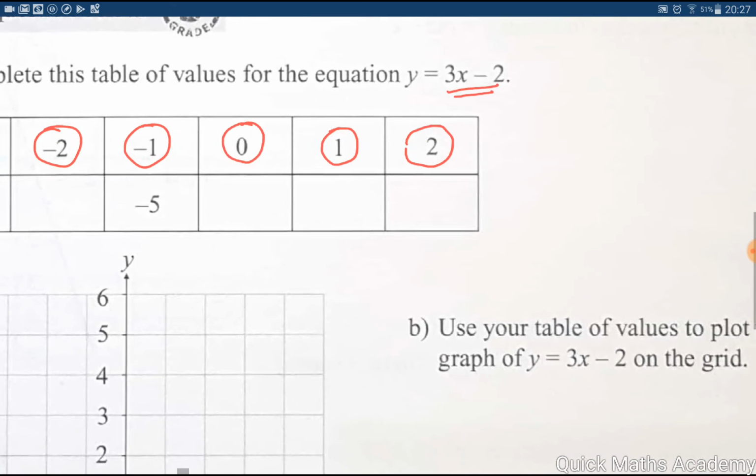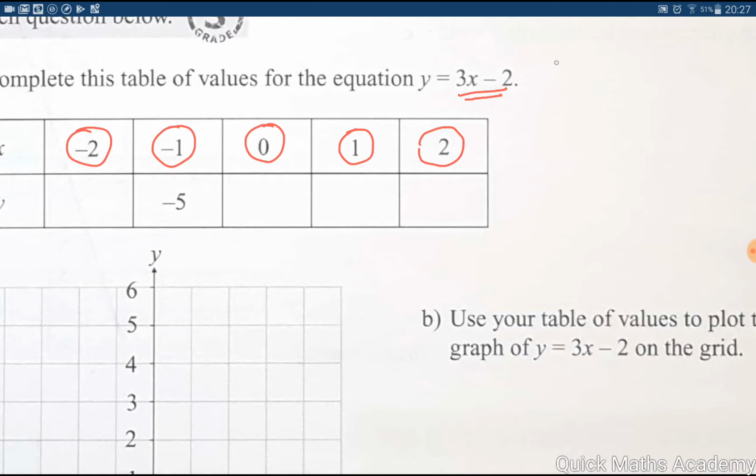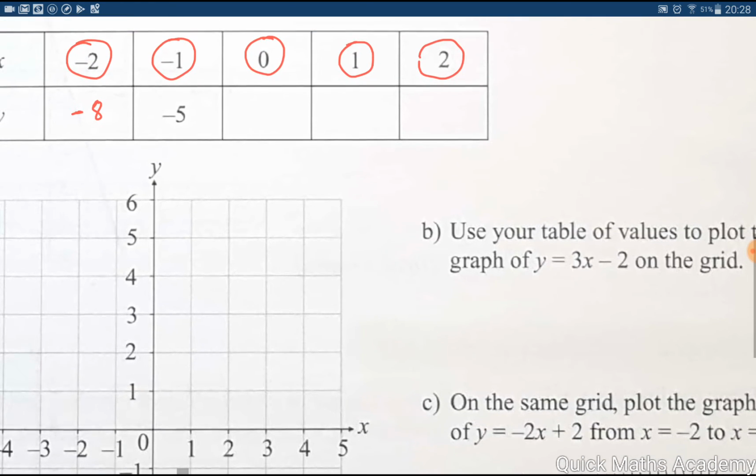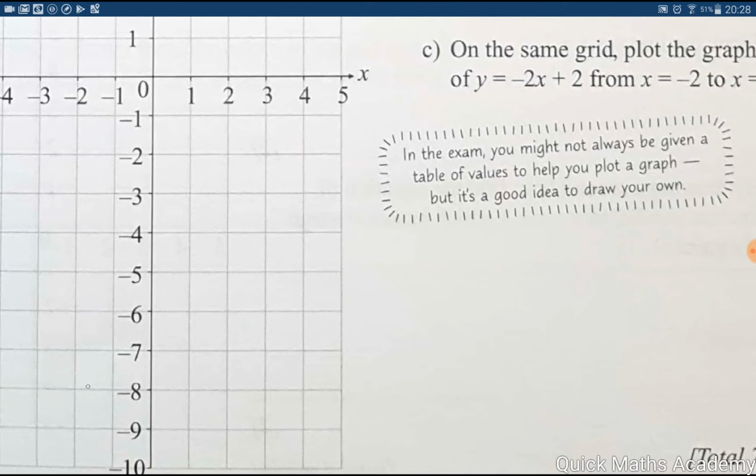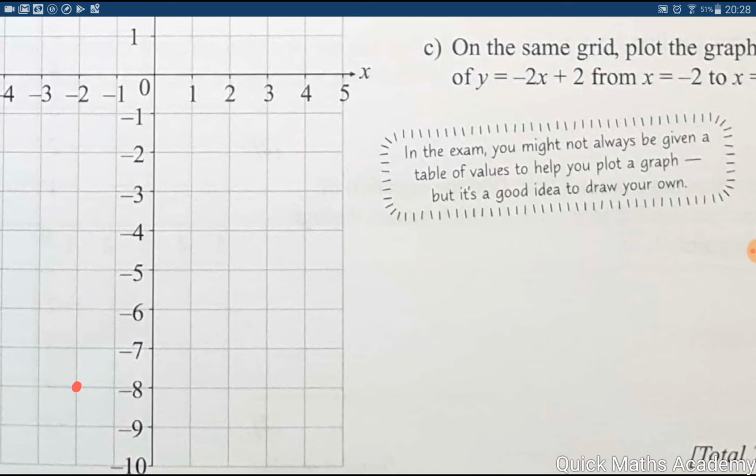Okay, let's start with -2. So if x is -2, I will have y equals 3 times -2 minus 2. So my y will be 3 times -2, which is -6. -6 minus 2 will be -8. So my y here is -8. And the coordinates of my point will be -2, -8. So x is -2 and y is -8. It is this point here.